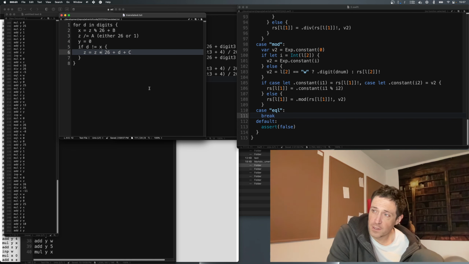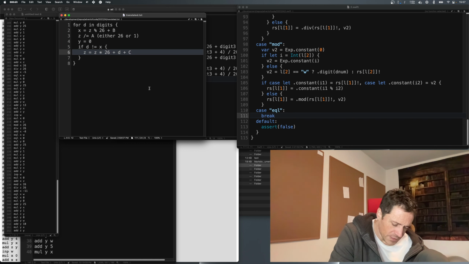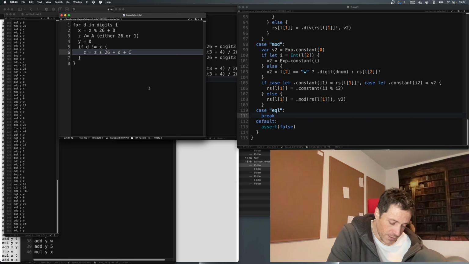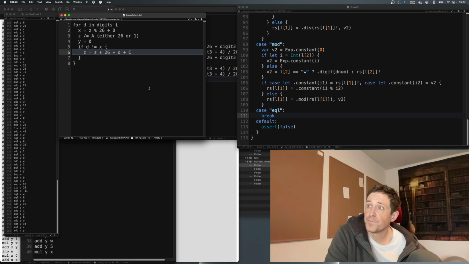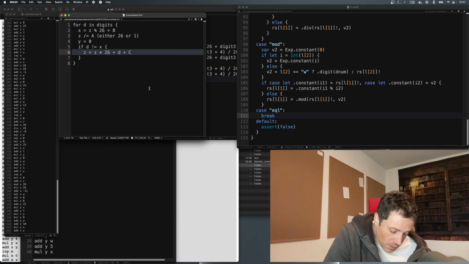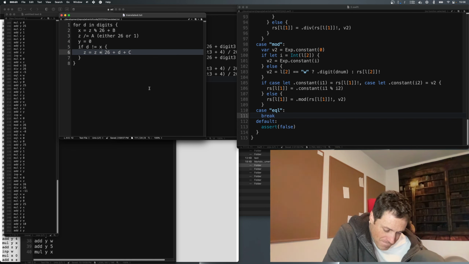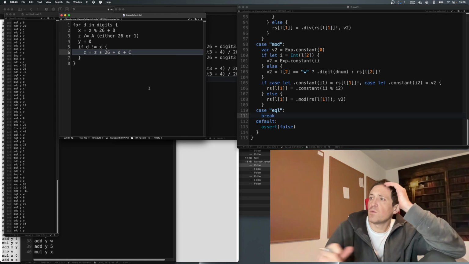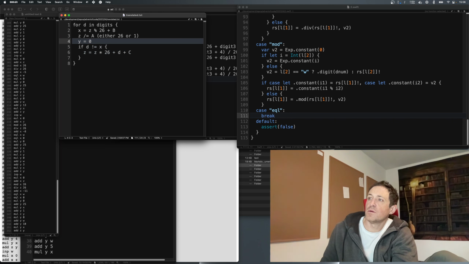then if Z is greater than 26, then D has to be Z percent 26 plus minus 8. Oh, we don't need this line at all.